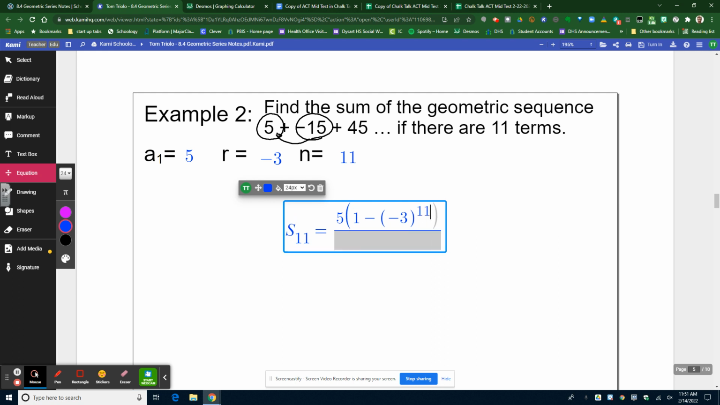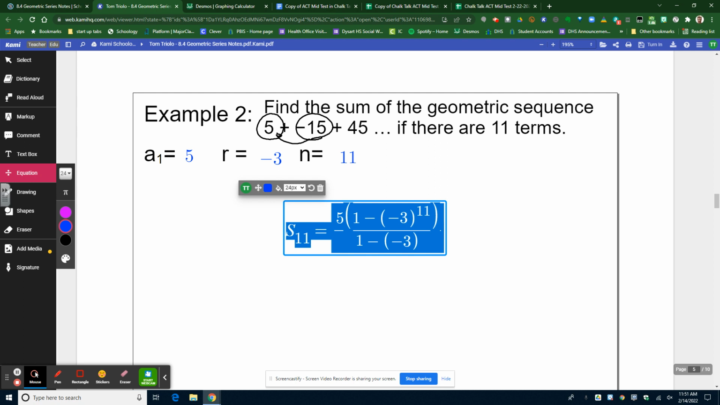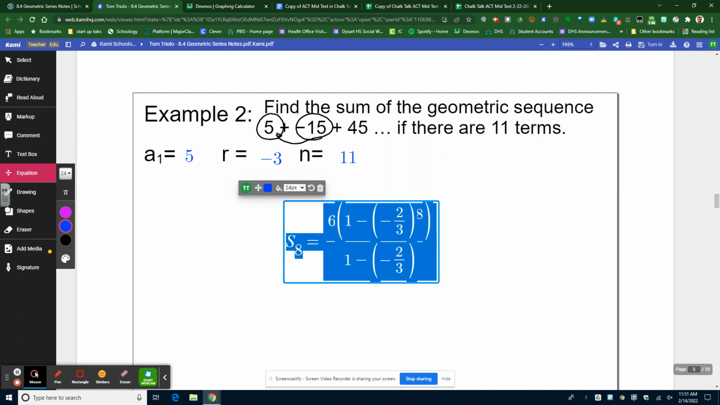See why this formula is good? Because otherwise we'd have to do this 8 more times without the formula. It's going to get really big. So 1 minus, don't forget the negative 3 in parentheses, or you can just do 1 plus 3. Okay. Control A, Control Z. That's wrong. That's a whole number. What happened?